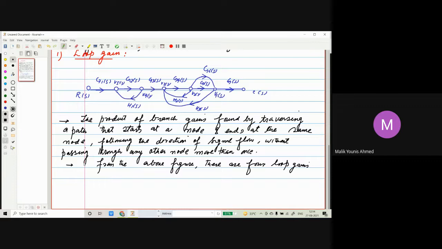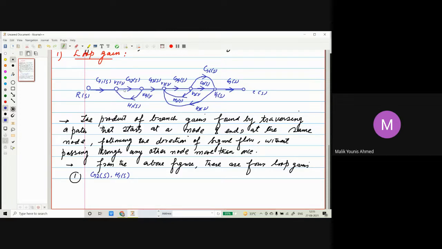Now, number one in this case, let me write it in blue again. Number one in this case is this. You start from this node here, move around this path. What are the branch gains? G2 is a branch gain and H1 is a branch gain. So the first loop gain is G2 of S into H1 of S. You start at this node and end at the same node. That one definition is clear.